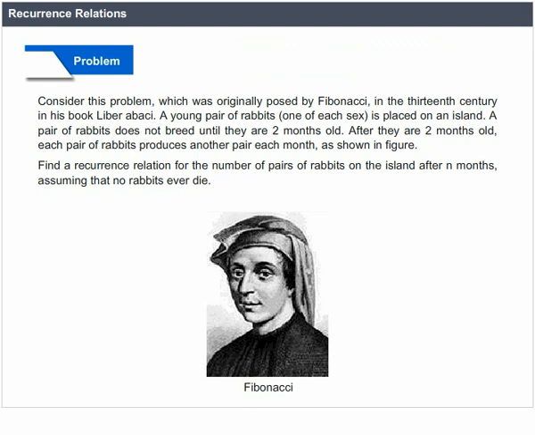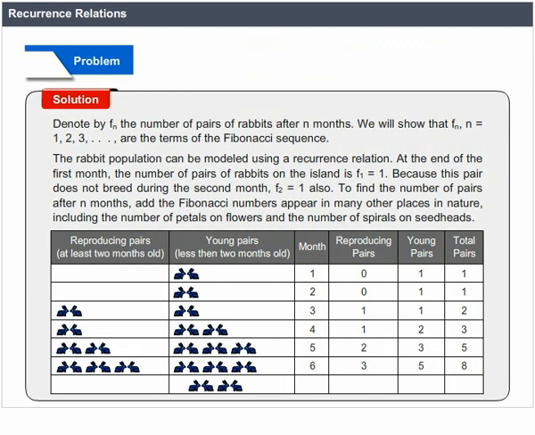Solution. Denote by Fn the number of pairs of rabbits after n months. We will show that Fn, n equal to 1, 2, 3, etc., are the terms of the Fibonacci sequence. The rabbit population can be modeled using a recurrence relation. At the end of the first month, the number of pairs of rabbits on the island is F1 equal to 1. Because this pair does not breed during the second month, F2 equal to 1 also.